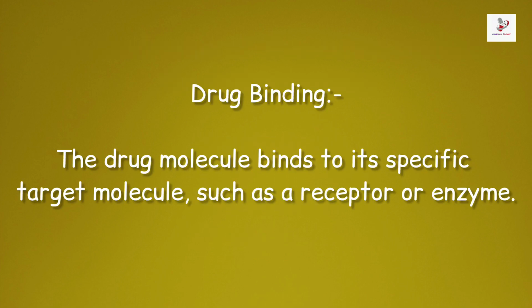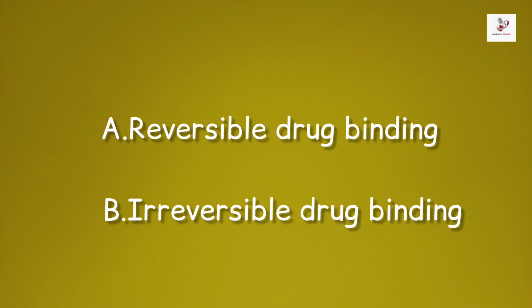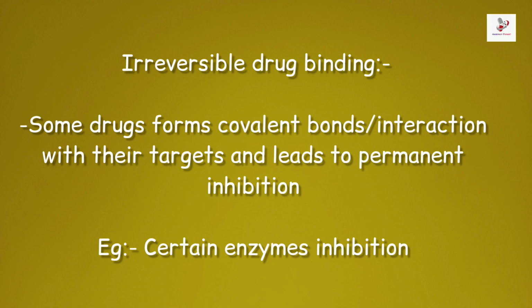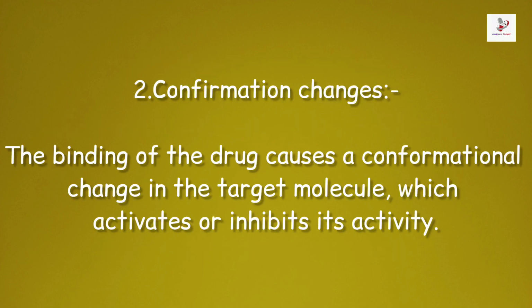At first, drug binding. It refers to the interaction between a drug and its target molecule, such as enzymes, receptors, and transport proteins. There are two types of drug binding. First one, reversible drug binding, and second one, irreversible drug binding. In reversible drug binding, most drugs bind reversibly to their targets through non-covalent interactions, such as hydrogen bonds, ionic bonds, and hydrophobic bonds. This type of binding allows for the dynamic regulation of drug activity. And the second one is irreversible drug binding. Some drugs form covalent bonds with their target molecule, and that leads to permanent inhibition. Example, certain enzyme inhibitors.